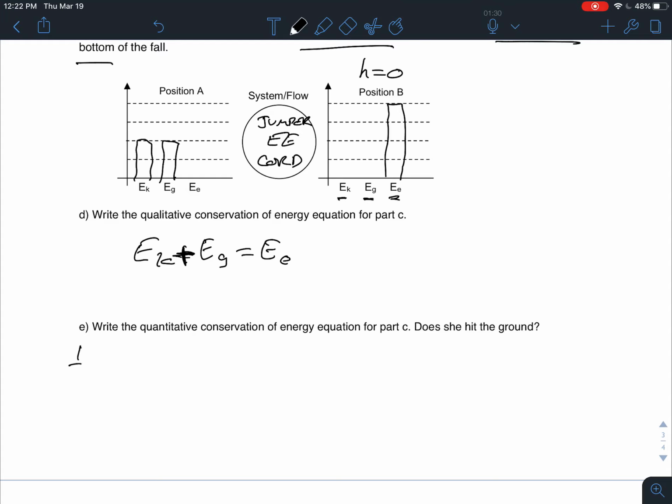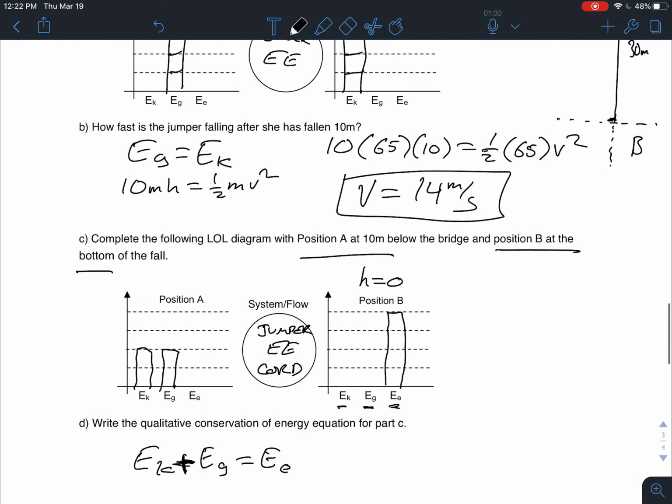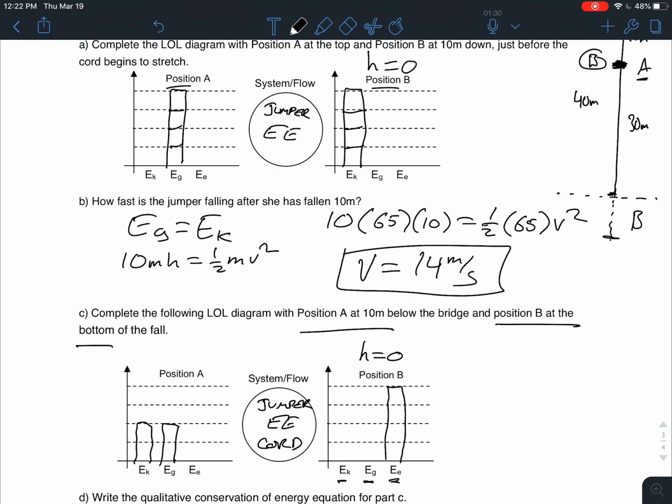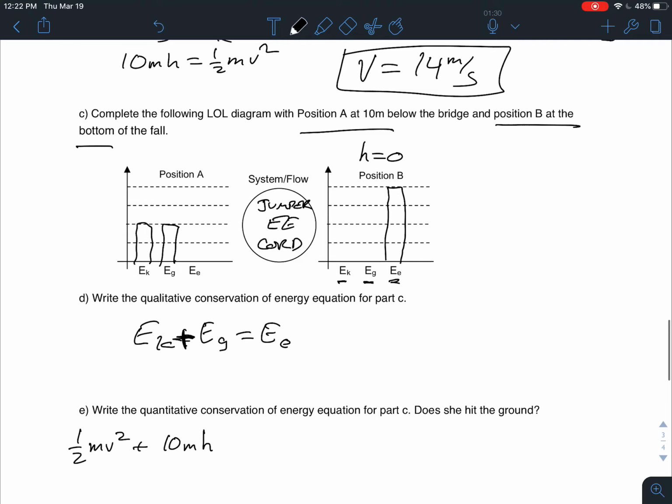So EK, that's 1/2 mv squared plus, I keep writing an equal sign there, plus 10 mh. And what h is this exactly here? This is the unknown height. We don't know how far she's going to fall from here. Hopefully for her it's less than 30 meters, but we don't know. So that is an unknown h, and that's equal to 1/2 kx squared.